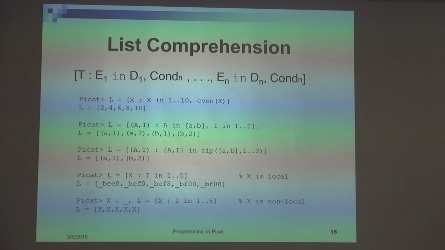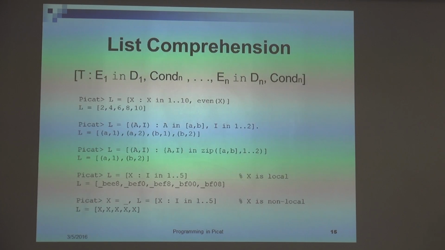Here you can also write parallel loops. We call them parallel loops. So if you write A in [A, B], and I in [1, 2], then you get all the combinations. If you use the zipped list, then you get A1 and B2. But actually the compiler is pretty smart. It doesn't evaluate the zip function to create a zipped list and then iterate over the pairs. The compiler avoids creating the list.